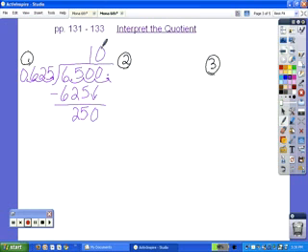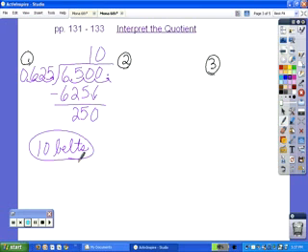625 can't fit into 250, so that's 0. So at this point, we have a remainder of 250. She can make 10 belts, but she has a piece of the cording left over. Since this piece of cording is not enough to make a whole other belt, we will say that she can make only 10 belts.